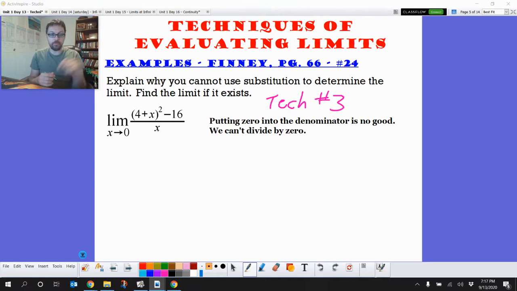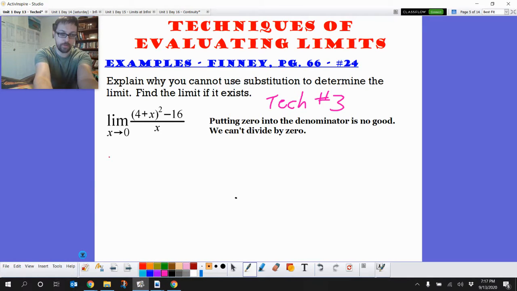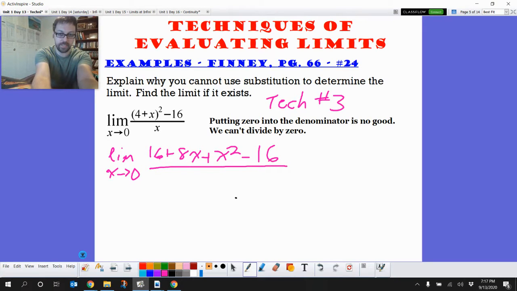So what I'm going to do is I'm going to FOIL that numerator. Got to FOIL my numerator. But I know the binomial sum trick, so I'm just going to do that real fast. So that's 16 plus 8x plus x squared minus 16. And this minus 16 is that minus 16. And it's all over x. So now my numerator looks like x squared plus 8x over x. And I still have my limit as x approaches 0.